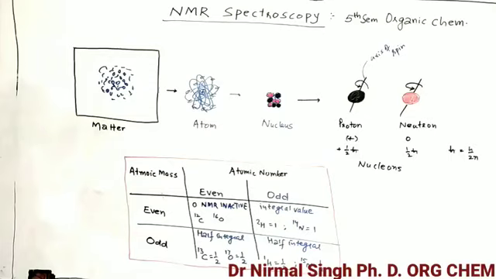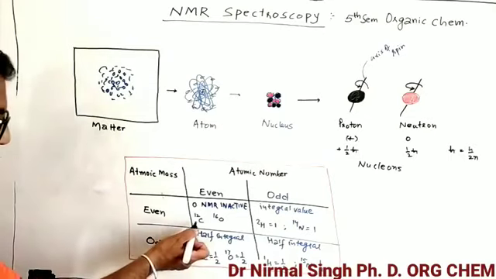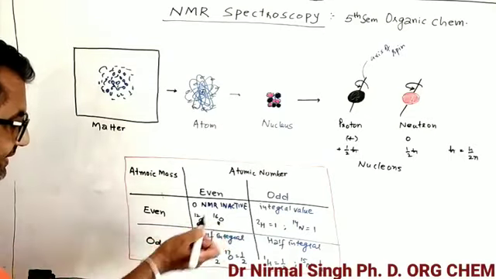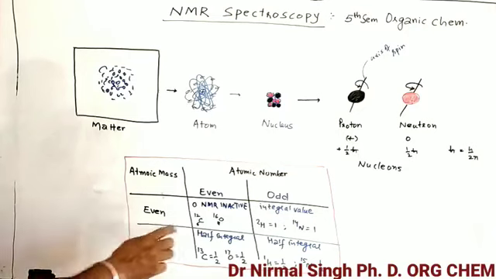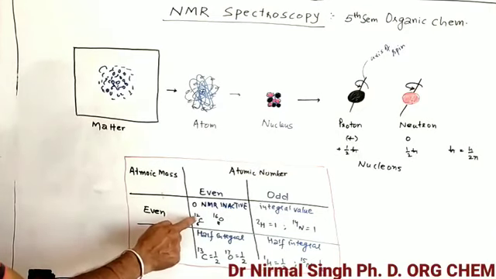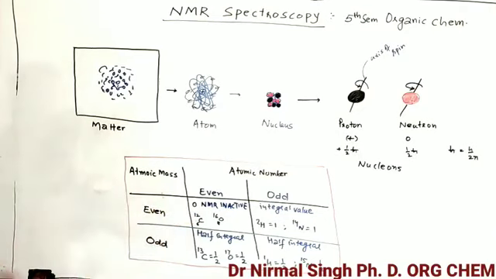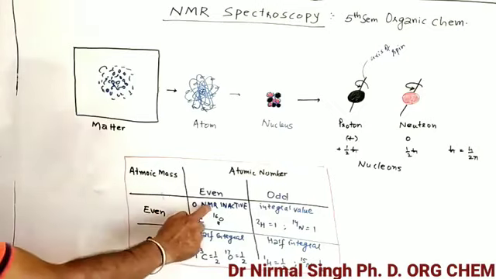The atomic number here is 6, and here it is 8. Both are even, and the mass numbers, 12 and 16, are both even. So when such a thing happens, with 6 protons and 6 neutrons, the net spin becomes 0. Such elements are NMR inactive.